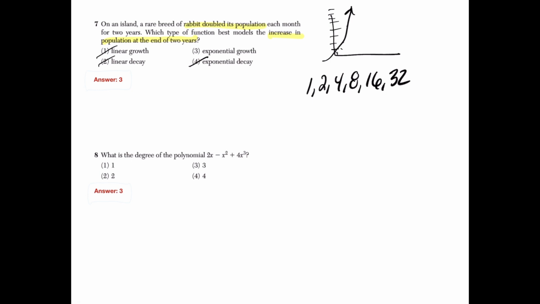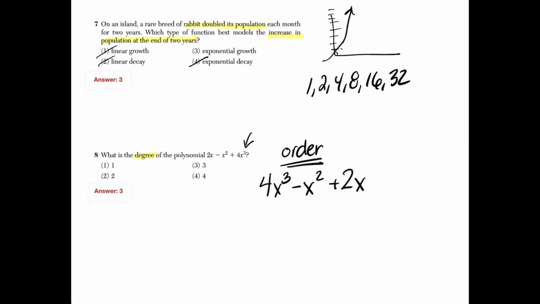In number 8, we're looking for the degree of the polynomial. So first things first, you're going to order this. We're going to order the terms from highest term to lowest term. So you're going to look at the exponents. And I'm going to start with the biggest exponent first, which is this one here. So 4x to the third, and then minus x squared, and then plus 2x.